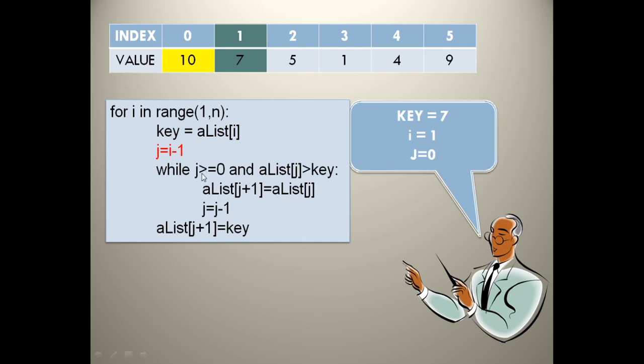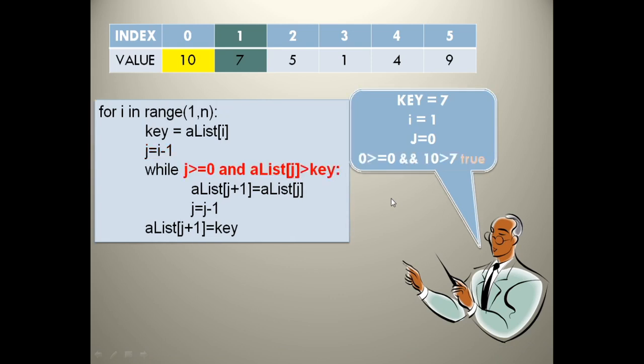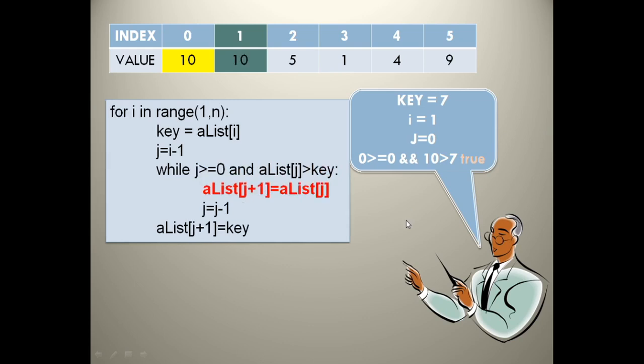And here i is equal to 0, and j, which is your j now? Yes, i is 0, and what was your j? j was 0, right? A of 0 means the list's 0th element, which is the value 10. So 10 is greater than 7, therefore it is true. It enters into the while loop.